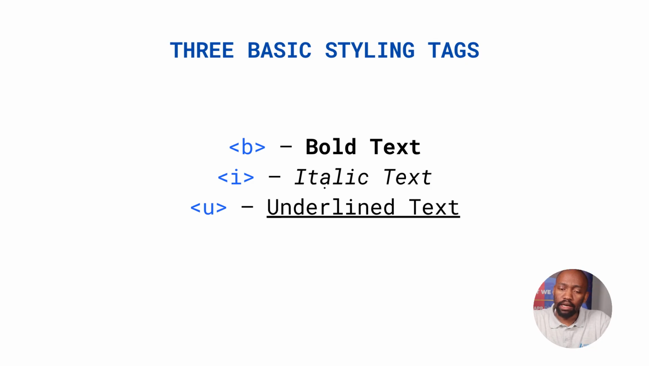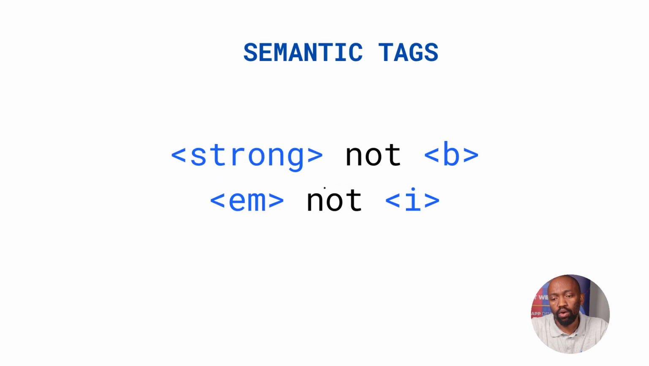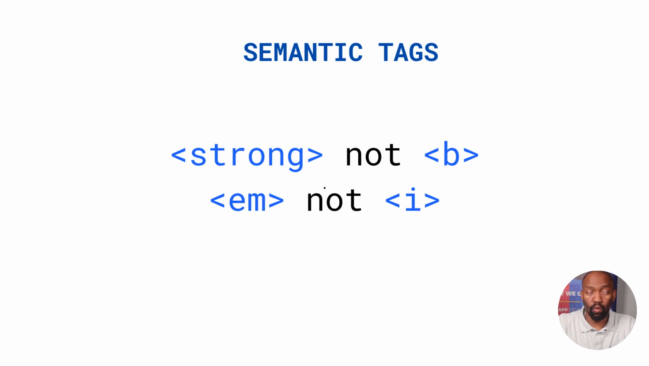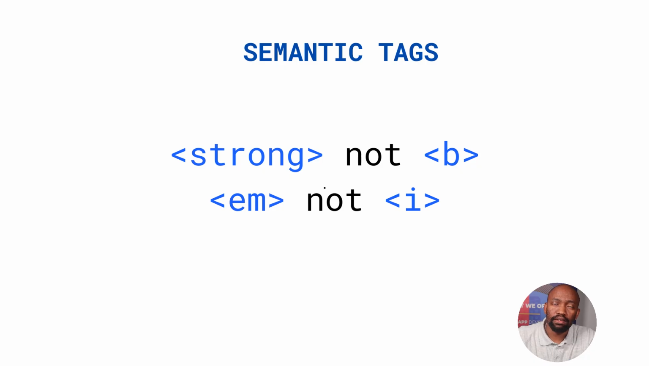What happens with HTML is it also has something called semantic tags. One of them would be strong. So instead of using bold, you use strong. And the other one would be emphasis. So emphasis, you would use instead of the italics tag.